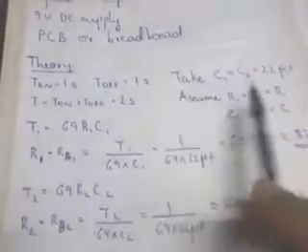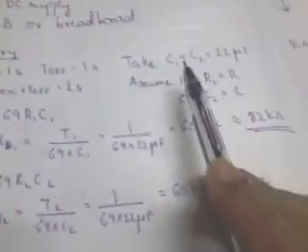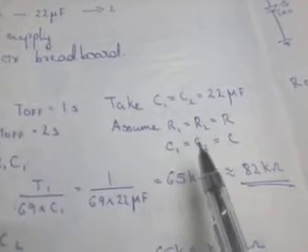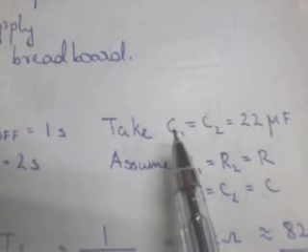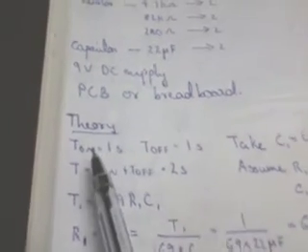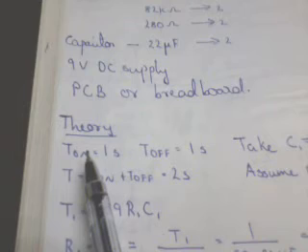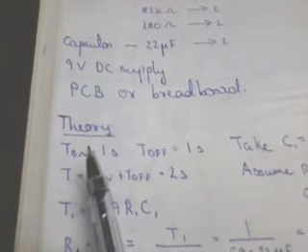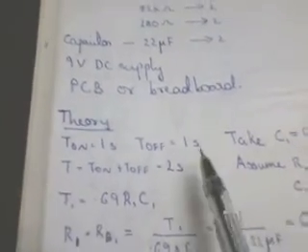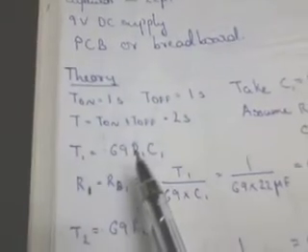This is the theory. In the theory part, I have assumed that R1 equals R2 equals R, and C1 equals C2 equals C, where R1, R2 and C1, C2 are the resistor and capacitor values. Here I have taken both capacitors C1 and C2 equal to 22 microfarad, and I have designed this Astable multivibrator for T on, the on time of the transistor. The transistor turns on for 1 second and turns off for 1 second, so the total time period is 2 seconds, and this is the equation used to find the resistance and capacitance values.